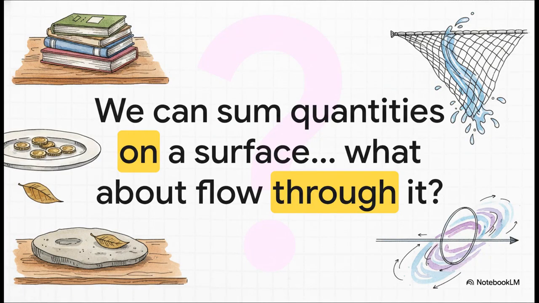And that kind of leads us to a final, pretty interesting question to think about. We now have this incredible tool to add up quantities that are living on a surface. But what if we wanted to measure something passing through that surface? Like the amount of water flowing through a net or the strength of a magnetic field passing through a loop of wire. Well, that's a whole different kind of problem, and it perfectly sets the stage for our next big adventure in vector calculus.